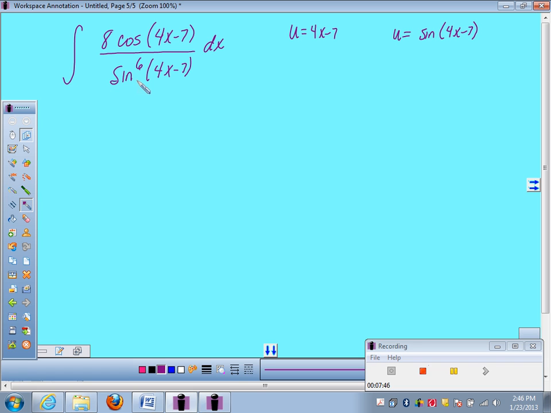Okay, let's process the second one. Maybe Jill's not right either. If I do sine of 4x minus 7, that will give me a u to the 6th on the bottom, which would be fine. Think about the derivative. The derivative of sine is going to be the cosine of 4x minus 7. And the cosines will cancel, yes. Oh, wow. Good job, Jill. Yes, Jill is correct.